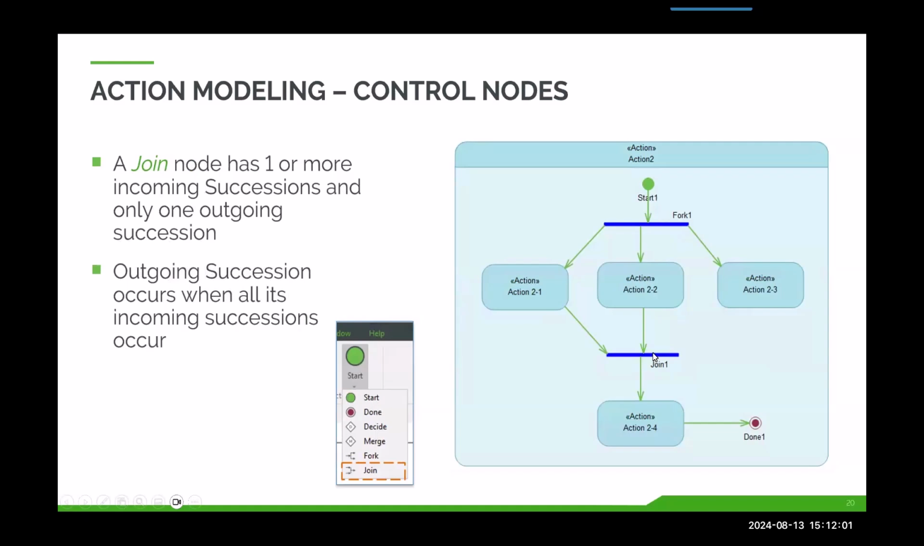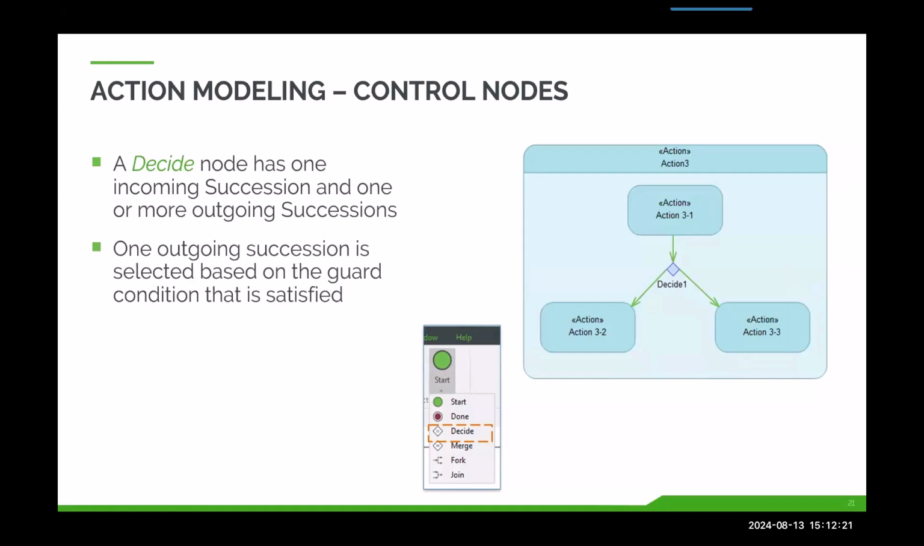Building on that, then we have a join, and the outgoing succession occurs when all its incoming successions are executed. So only when we've completed action 2.1 and 2.2 will this join fire, and then action 2.4 will commence and initiate.